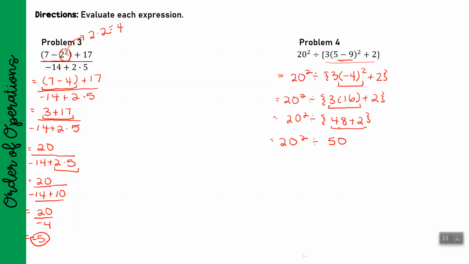Now, lastly, the only thing I have left is exponents and division. Exponents come first. So 20 squared is 400 divided by 50. 400 divided by 50, so I get 8. So when I, again, evaluated this expression, I get 8.